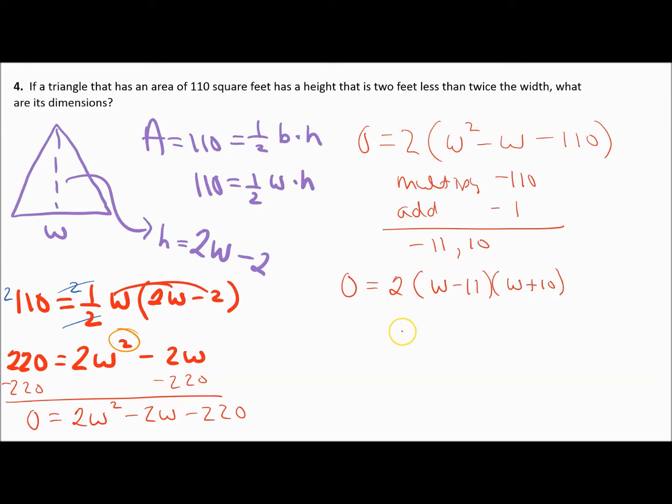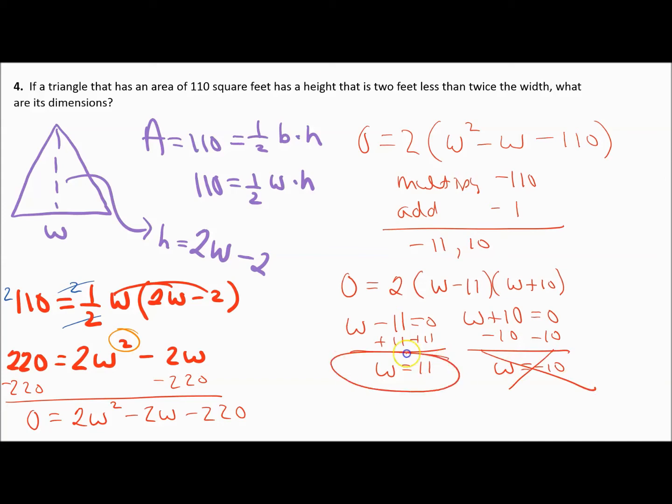I set each one of these factors separately equal to 0. Now I can't set the number 2 equal to 0, but I can set w minus 11 equal to 0 and w plus 10 equal to 0. I add 11 and add 11. I get w equals 11. I subtract 10, w equals negative 10. The question to you is, can width be negative 10? Absolutely not. So our width is 11, or we're talking about feet, so it would be 11 feet.